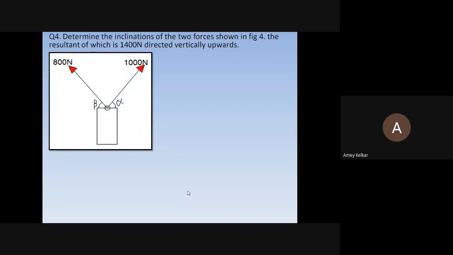Now comes the 4th example. Determine the inclination of two forces shown in figure 4, the resultant of which is 1400 directed vertically upwards. In such a situation, what does your brain think? F1 is equal to 1000, F2 is equal to 800, R is equal to 1400 going upwards. It is clearly mentioned in the example, directed vertically upwards, meaning the resultant is moving upwards. That means Rx is equal to 0 and Ry is equal to 1400, because the resultant is moving upwards.